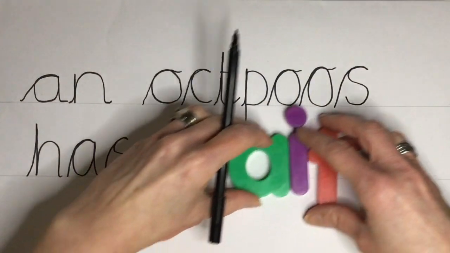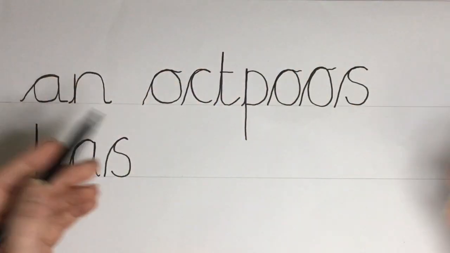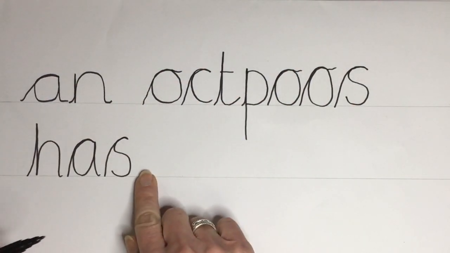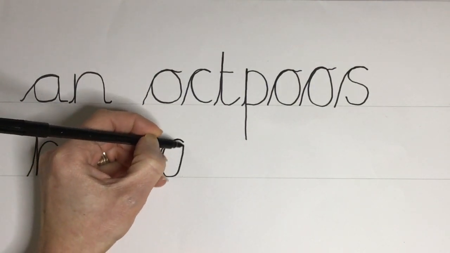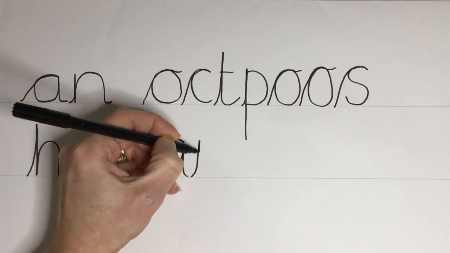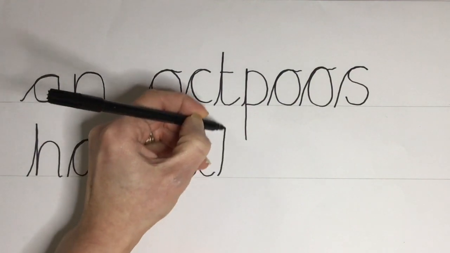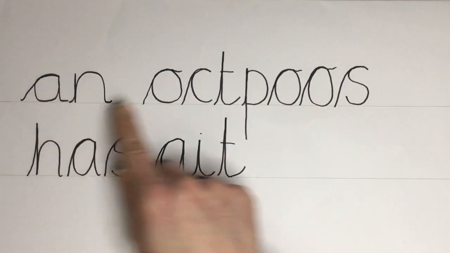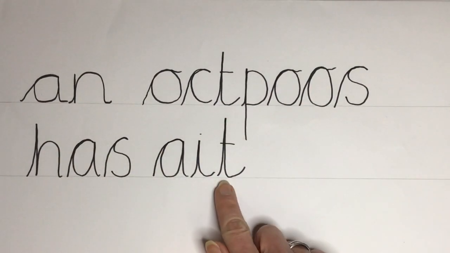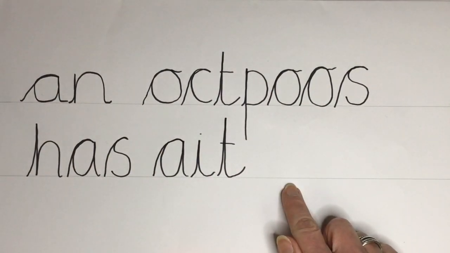So let's move that out of the way. So it was an A. Oh, remember everybody, finger space. An A. An I. And a T. 8. An octopus has 8.